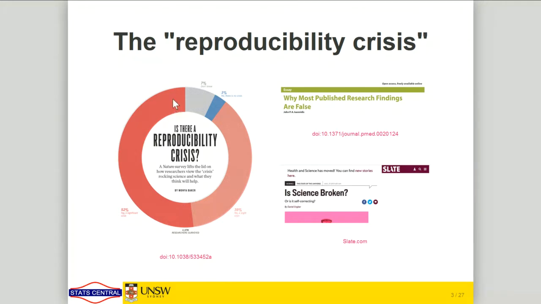This was a survey done by Nature of over 1,500 researchers, and 90% of them said that there was either a significant crisis or a slight crisis. So the dark red and the light red areas of that graph there. And this got picked up in your more general media. So this was an article in Slate asking, is science broken as a result of the reproducibility crisis?